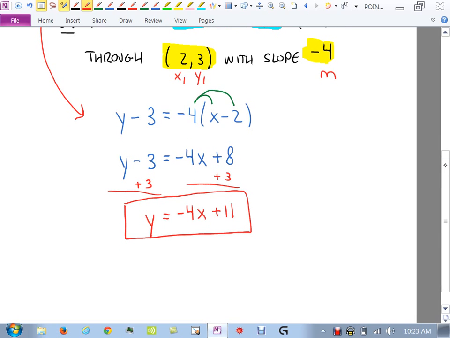So what I can guarantee you is, if I did things right here, that line has a slope of negative 4, which I think you can tell, right? Because the slope is negative 4 in front of x. But it also passes through the point (2, 3).